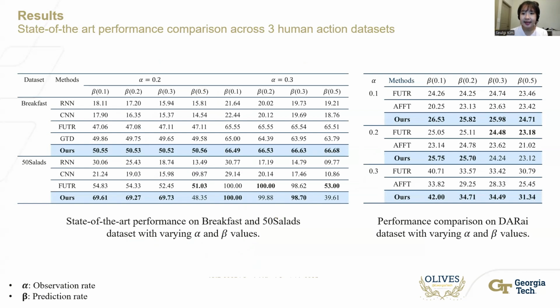Across all datasets, M&M consistently outperformed baseline models. Even under low observation ratios, our model demonstrated strong predictive performance. On average, we achieved a 3.08% improvement in accuracy.